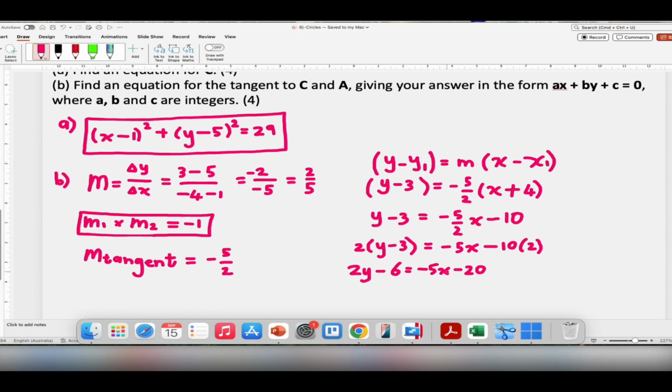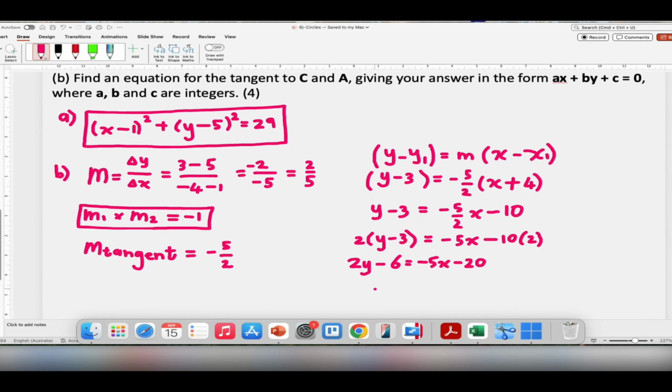And then we rearrange it to the integer form. So it becomes 5x. It becomes positive because we are taking it over to the other side of the equal sign. 5x plus 2y plus, what is minus 6 plus 20? It is equal to 14 equals 0. So you can see it's in the form ax + by + c = 0. So this is the final answer for part B.